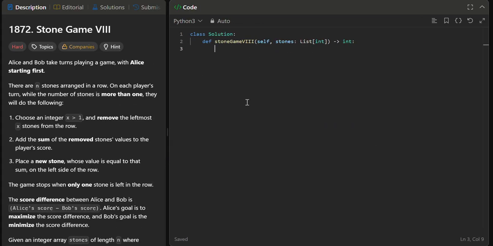For the solution, n equals length of stones. Prefix sum: prefix equals 0 times n.